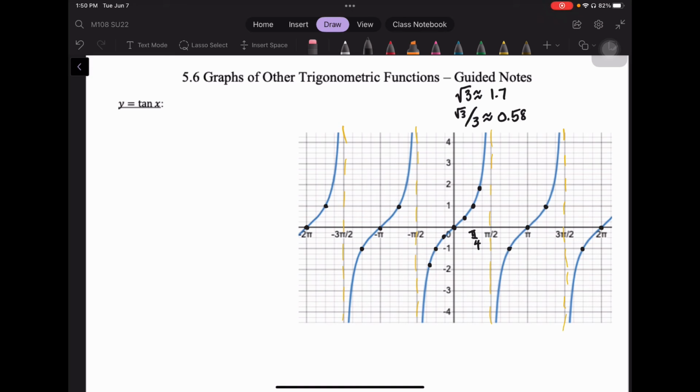So we see that the graph is increasing and decreasing without bound. So the range here is all real numbers. Amplitude, again, this graph is increasing and decreasing without bound. So there is no amplitude.